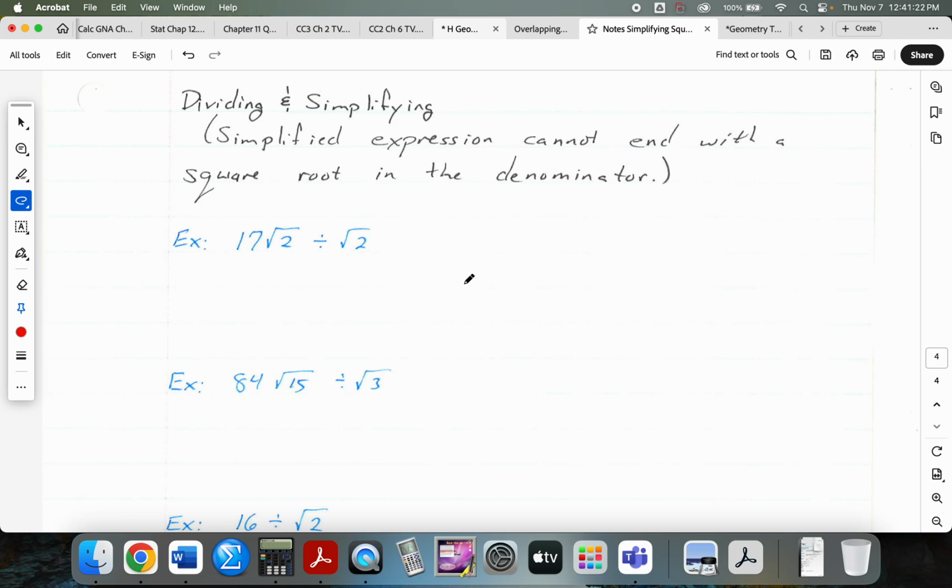So here's what we'll do. This is an example of the simplest kind ever. This is 17 square roots of 2 divided by the square root of 2. That's 17. Sound effects are optional.